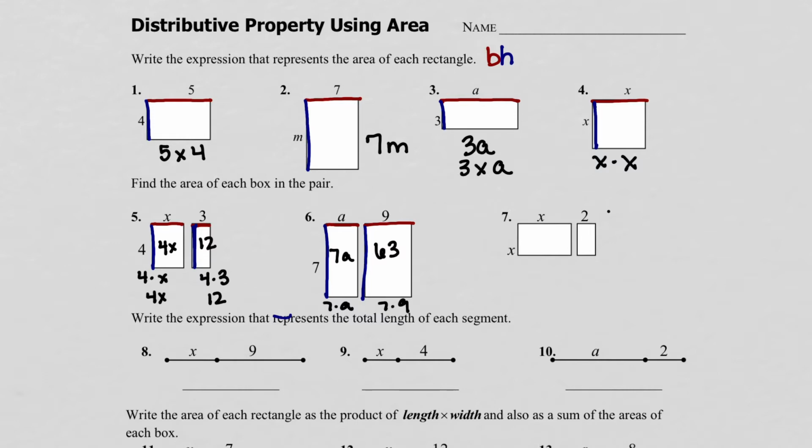Okay. Our base on number 7 is x for this box, and it's 2 for this box. But then my height is x over here, but then it's also x for this box too. So let's see, what do I have here? For this one, I have x times x. And for this one, I have 2 times x. So x times x is x squared, and this box, 2 times x is just 2x. All right, looks good.